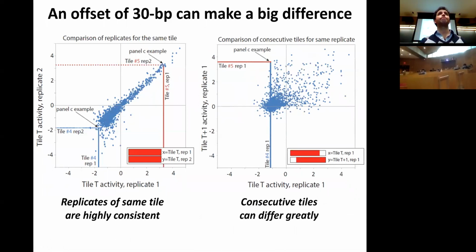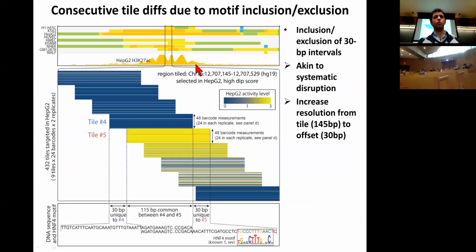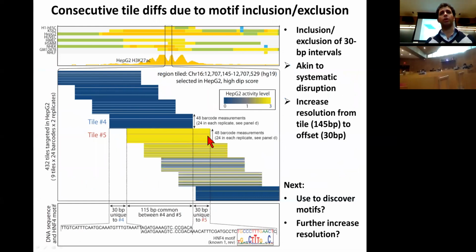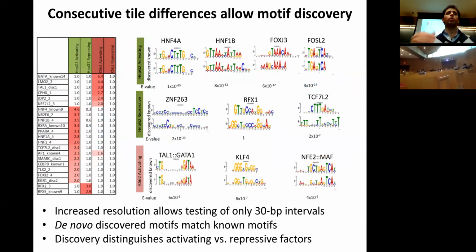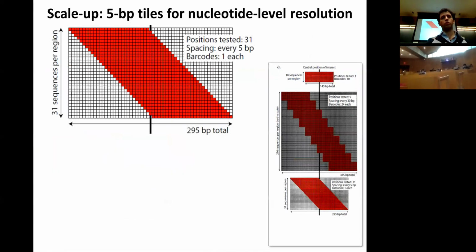So then what we can do is look at specific examples as we're tiling different regions. Boom, activity goes high here. And indeed, in that 30 base pair interval, we could find post hoc, after the fact, a motif for the corresponding regulator, which was quite reassuring that the biology made a lot of sense. So then we used that to discover unique motifs within these regions and so forth.